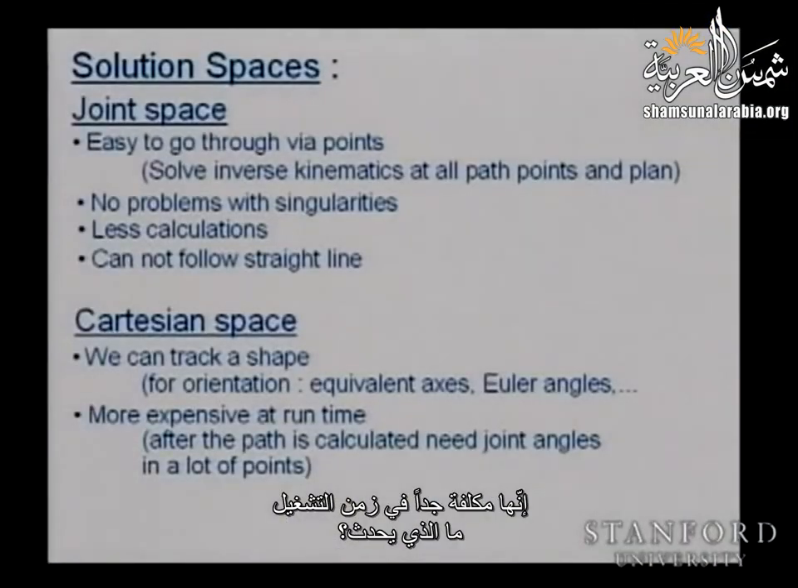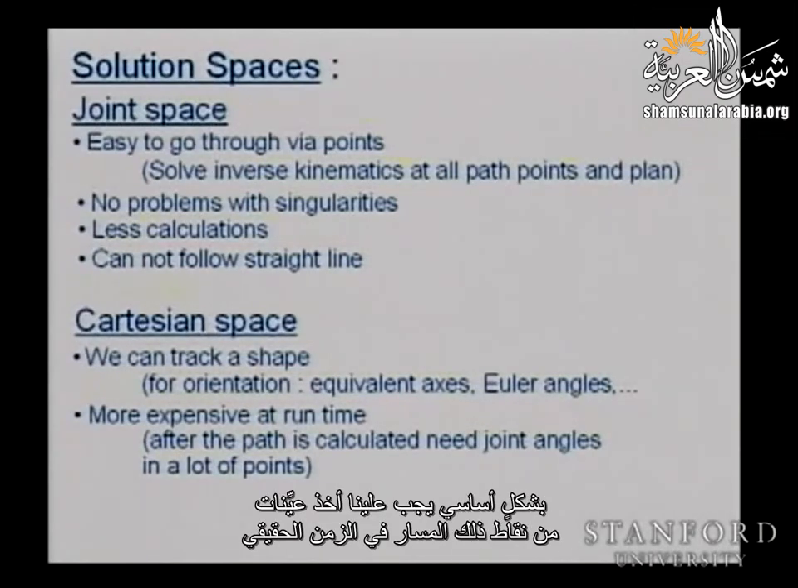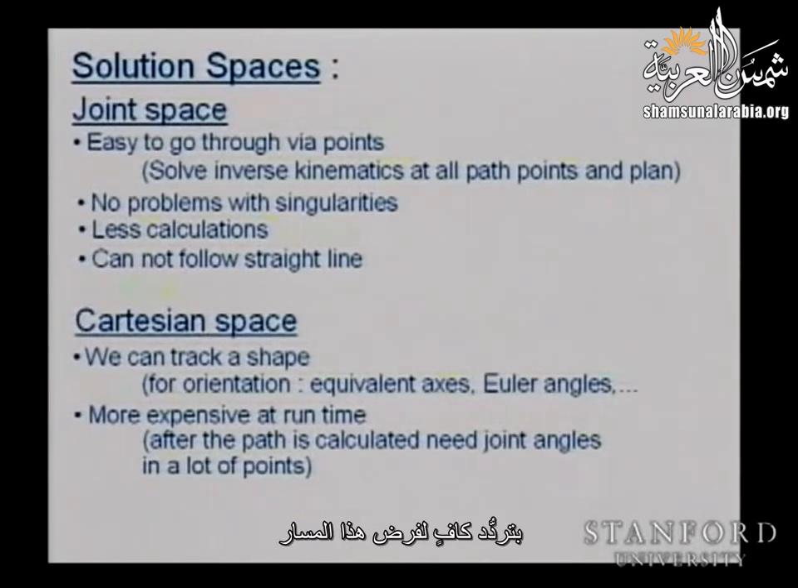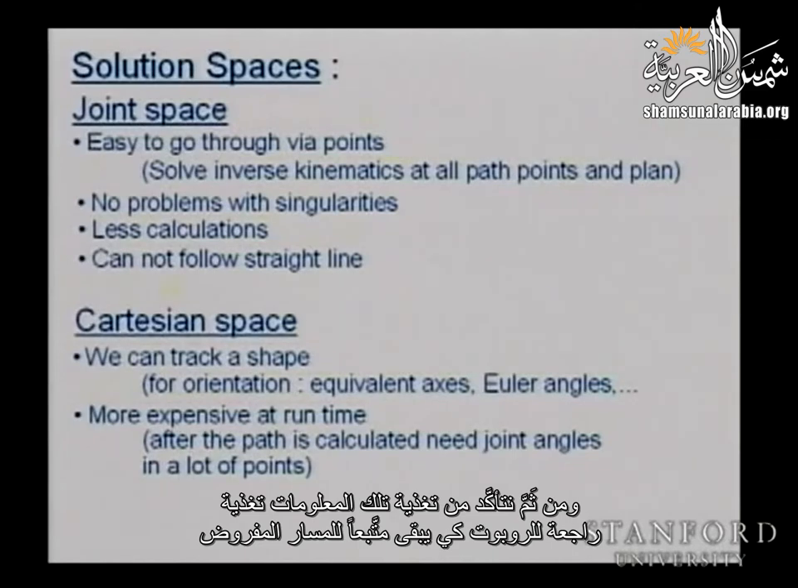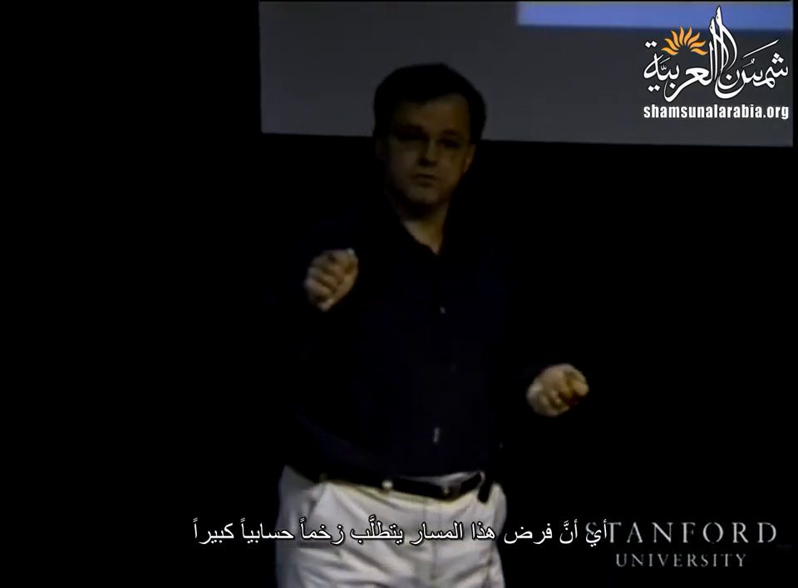It is much more expensive at runtime, because what happens? We have an initial point, we have a goal point, we plan a trajectory. How do we make sure that the robot actually goes along that trajectory? Basically, in real time, we have to sample points along that trajectory often enough to force that kind of trajectory, and then compute all the joint coordinates and feed that to the actual robot to go through that, right? So it's much more computationally intensive to force that particular trajectory.